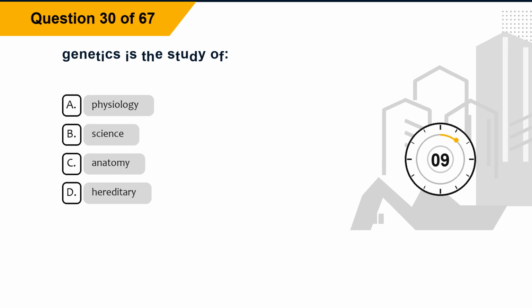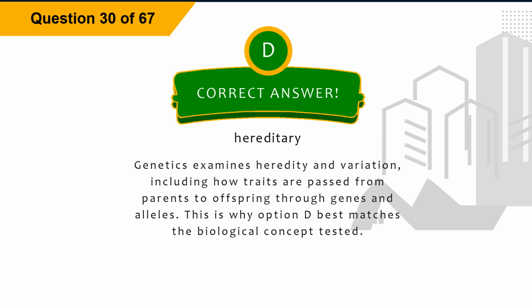Question 30. Genetics is the study of: Option A, physiology. Option B, science. Option C, anatomy. Option D, hereditary. The correct answer is option D, hereditary. Explanation: genetics examines heredity and variation, including how traits are passed from parents to offspring through genes and alleles. This is why option D best matches the biological concept tested.